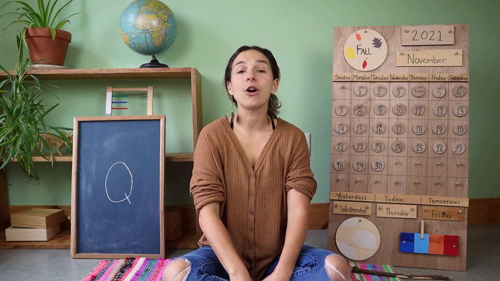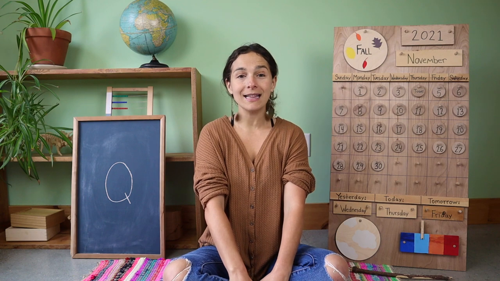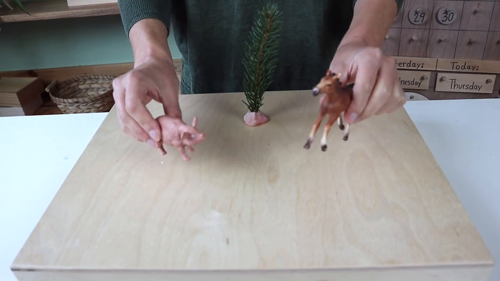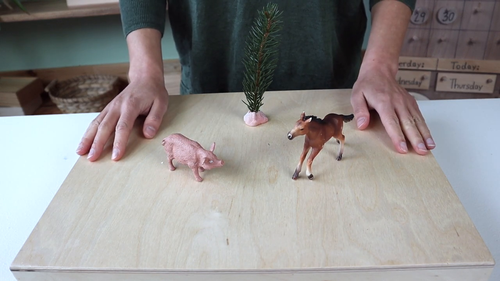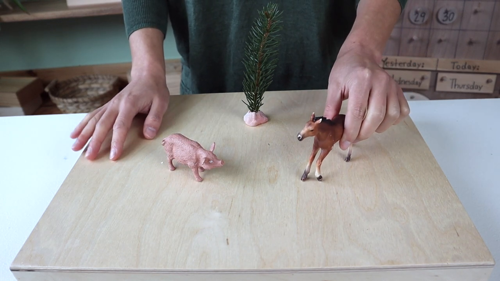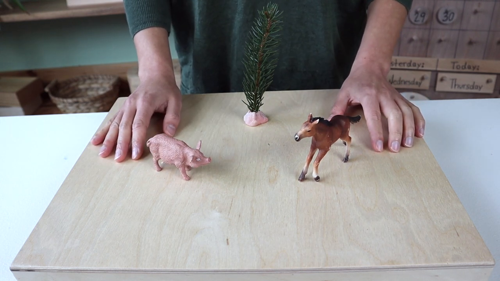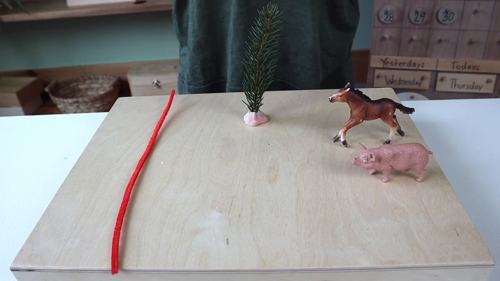Today's short story is called The Pig and the Horse, which is inspired by the tortoise and the hare. Once upon a time, there was a pig and a horse. They were best friends. One day, the horse challenged the pig to a race, and the pig agreed. Whoever crossed the finish line first would be the winner.